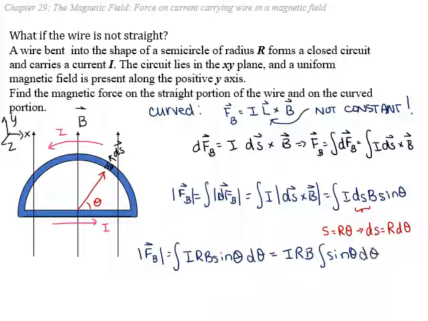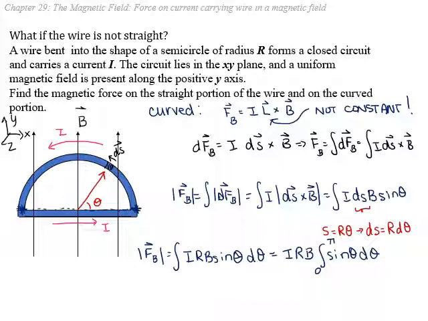Can't get away from the limits any longer, so what are our limits of theta? Well, our limits will go from one end of the curved rod to the other. Our first end of the curved rod is down here. This is where theta equals 0. And our final end of the curved rod is over here. This is where theta is equal to pi. So the limits are from 0 to pi.